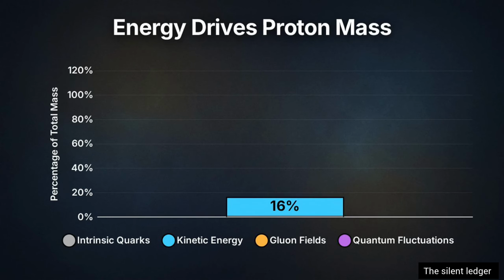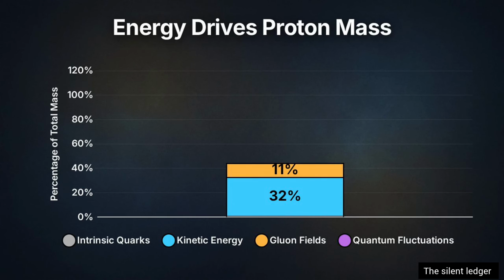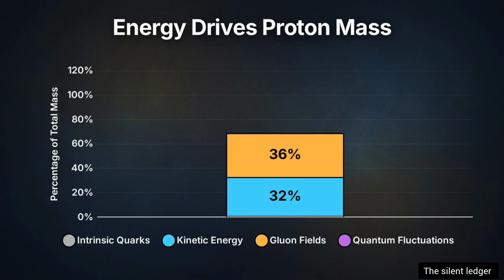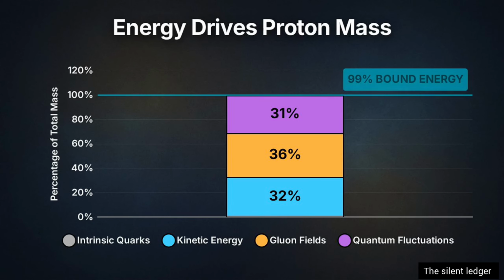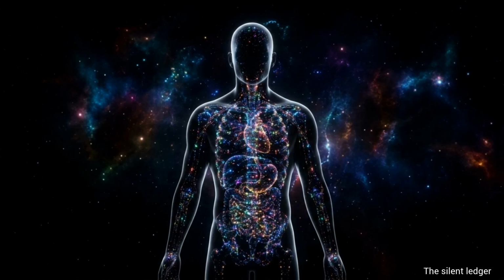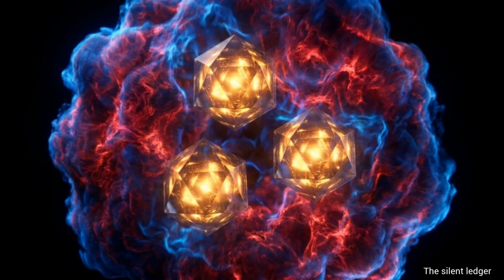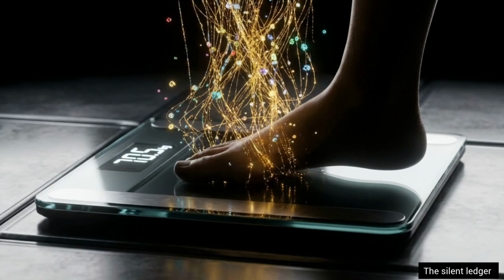We calculate the kinetic energy of quarks, combine it with energy in gluon fields, and factor in quantum fluctuations. These energetic forces account for 99% of the proton's total mass. This forces us to rethink what mass actually is. The physical matter inside your body and the world around you largely does not originate from solid particles carrying inherent weight. It originates from energy trapped by the strong nuclear force. When you step on a scale, you are primarily measuring energy that has become permanently confined within your atomic nuclei.